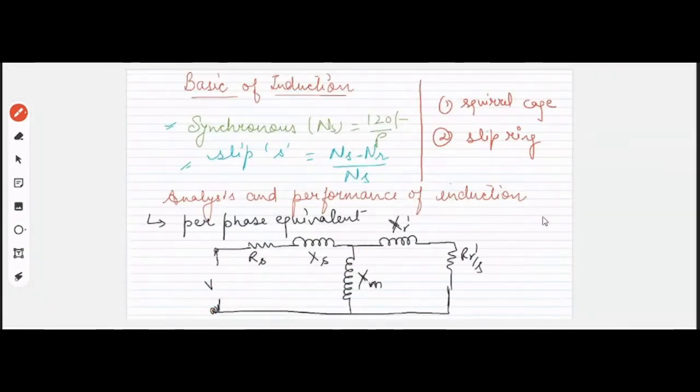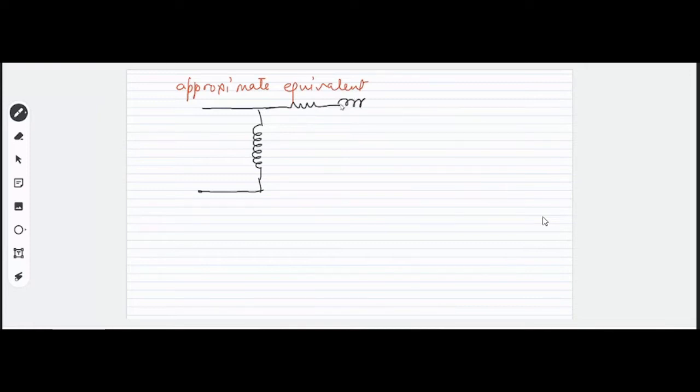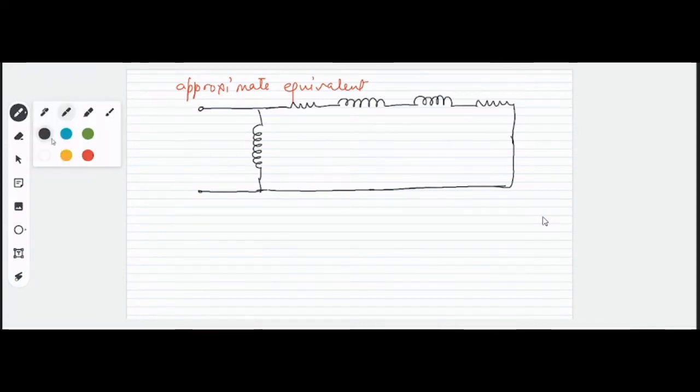This is the per phase equivalent circuit, and this circuit can further be modified to have an approximate equivalent circuit. In the approximate equivalent circuit, we will be shifting the shunt branch towards the left, right? So this shunt branch will be shifted to the leftmost side, whereas we'll have a resistance and a reactance of the stator side and the resistance of the rotor side.